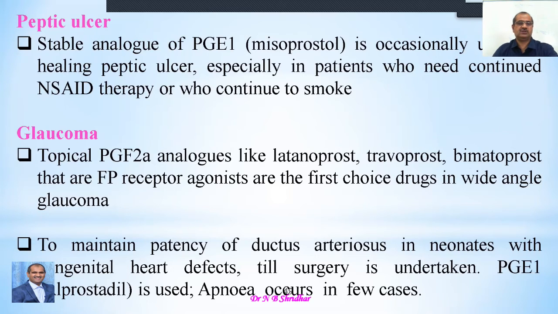Glaucoma is also treated with PGF2 alpha analogs like latanoprost, travoprost, and bimatoprost. These FP prostaglandin receptor agonists are the first choice drugs in wide angle glaucoma.